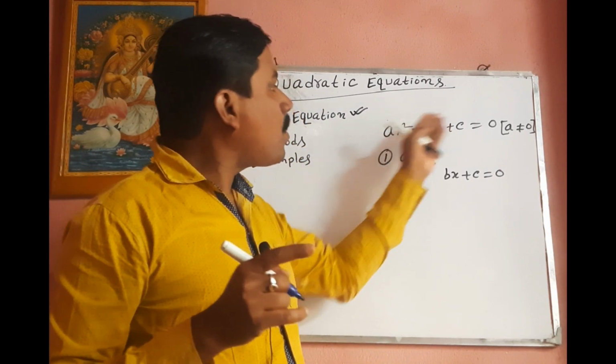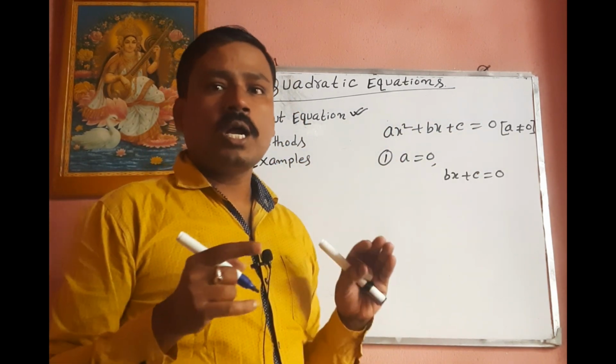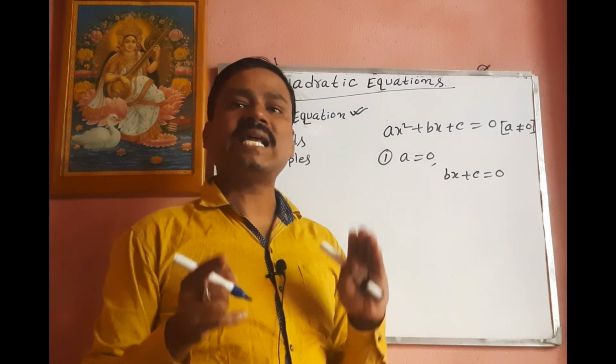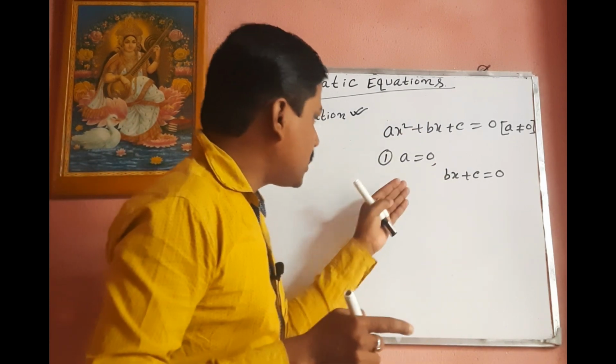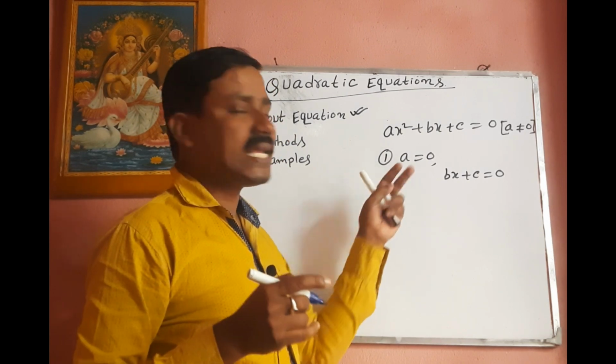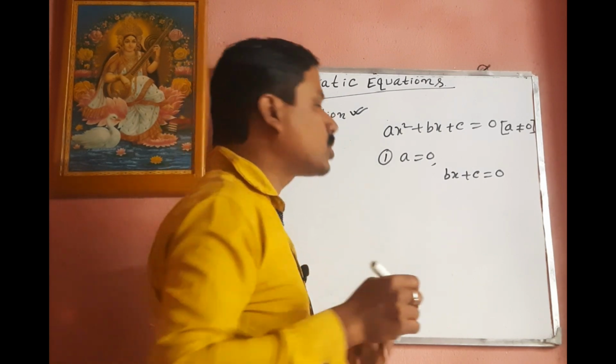So a will not be 0. If a is 0, then this equation is converted to a linear equation. This is the first criterion to be a quadratic equation, that is, a is not equal to 0.